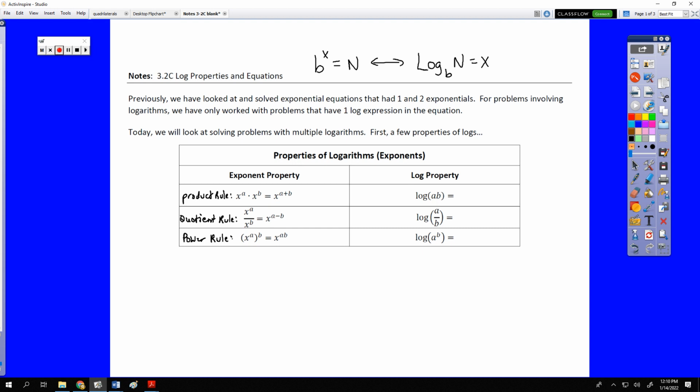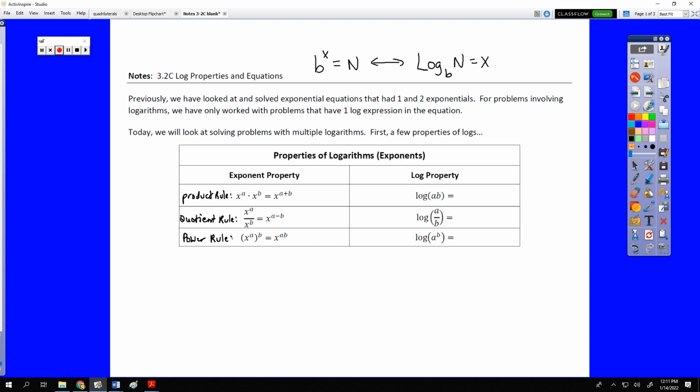Quotient rule says that if I have two exponentials being divided, and I do x to the a divided by x to the b, since the bases are the same, I can write that as x to the a minus b power. And then finally the power rule, which says if I take an exponential like x to the a and I raise it to the b power, I am supposed to multiply those exponents to get x to the a times b. As it turns out, all of these have an equivalent rule in logarithms.